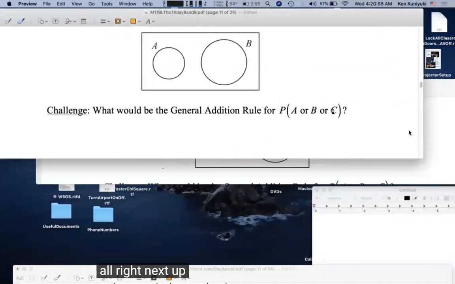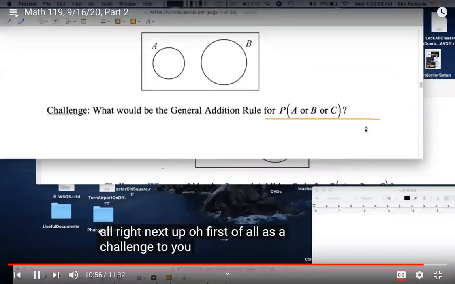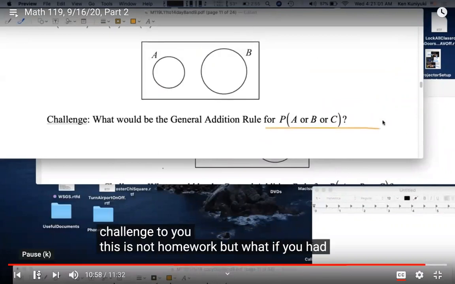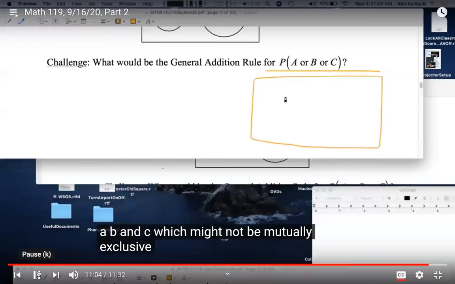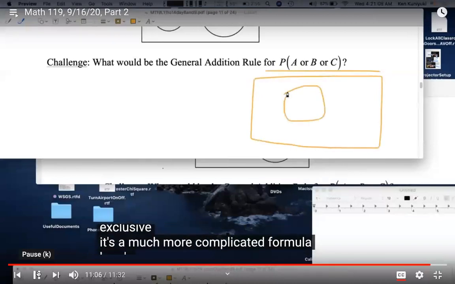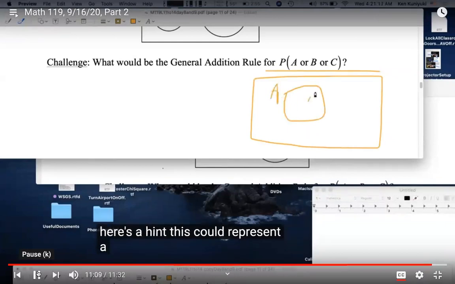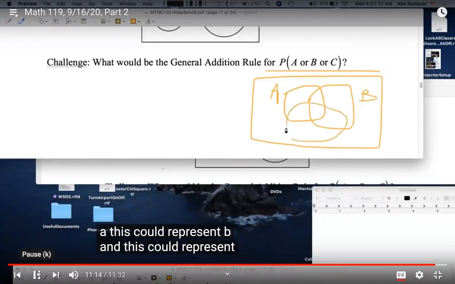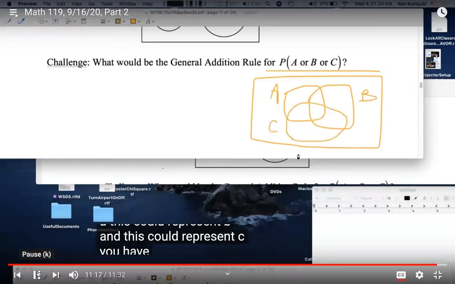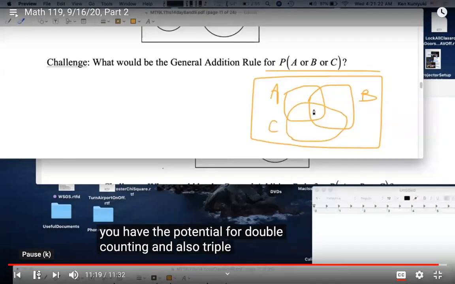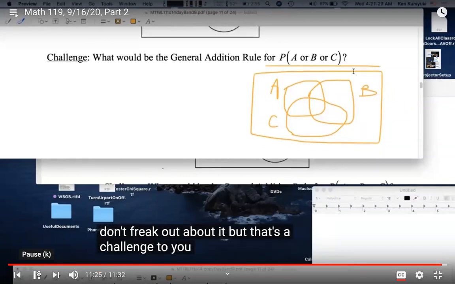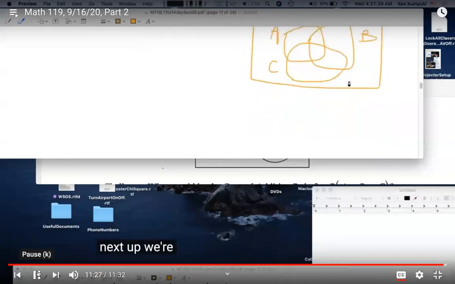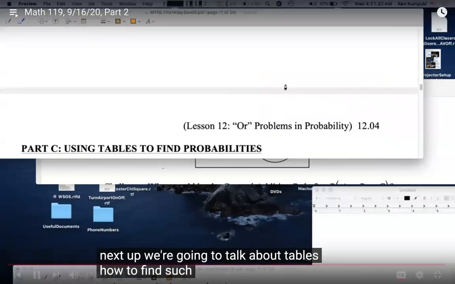All right, next up. Oh, first of all, as a challenge to you, this is not homework, but what if you had events A, B, and C, which might not be mutually exclusive? It's a much more complicated formula. Here's a hint. This could represent A, this could represent B, and this could represent C. You have the potential for double counting and also triple counting. This is a much more complicated formula. Don't freak out about it, but that's a challenge to you. Next up, we're going to talk about tables, how to find such probabilities using tables.